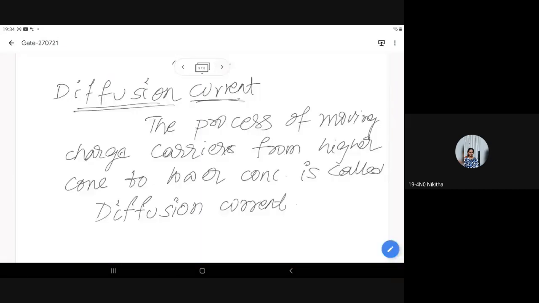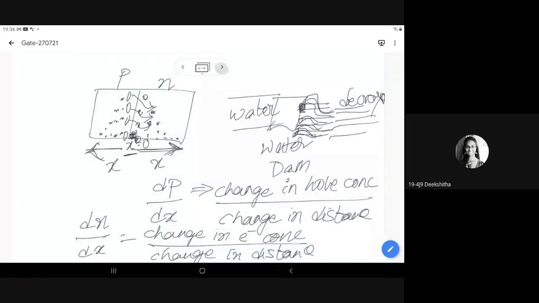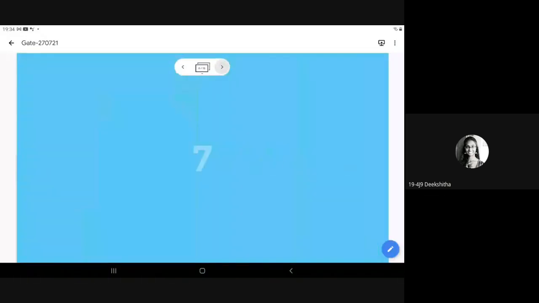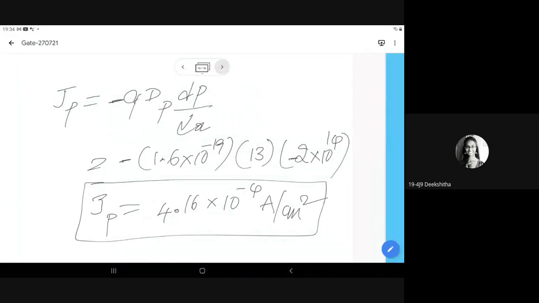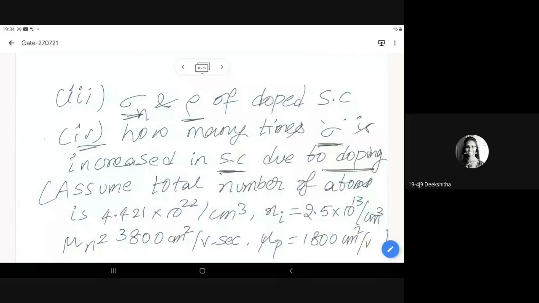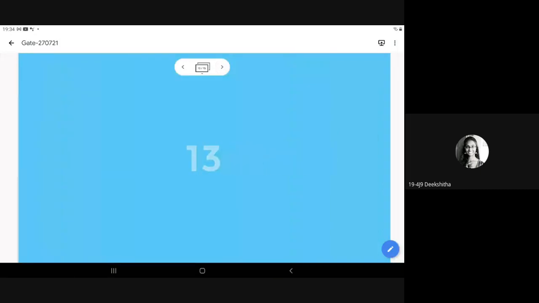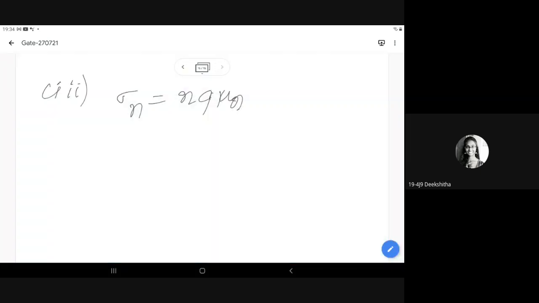So what is the formula for sigma n? N q mu n, sir. So already we know what is n, what is q, and what is mu n. They have given the mobility. All the data we have ready-made, ready to cook like that. So just we have to substitute and get the answer.